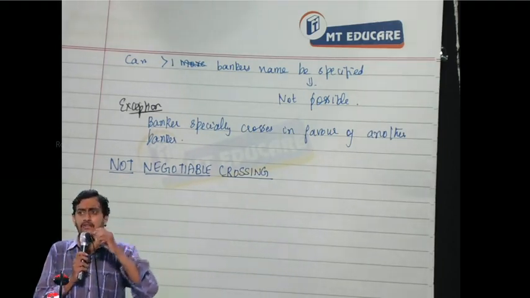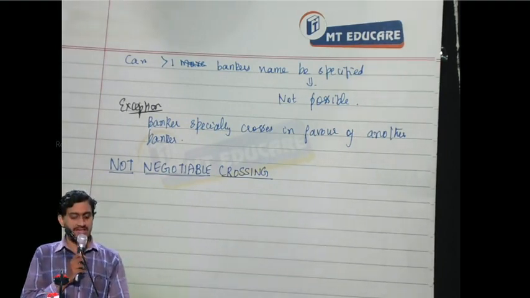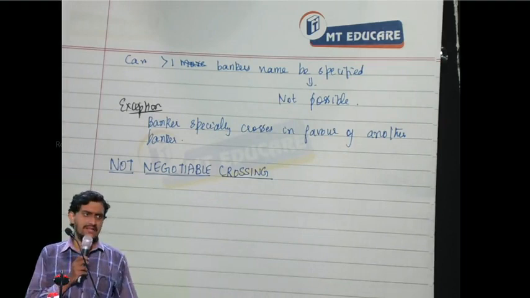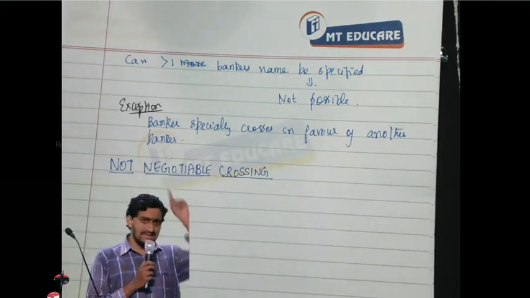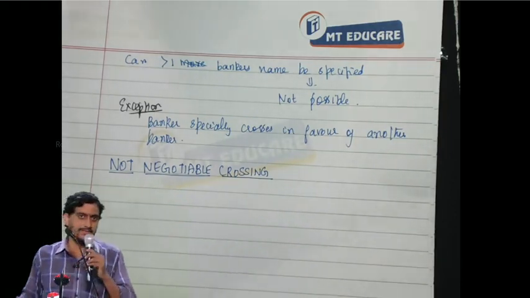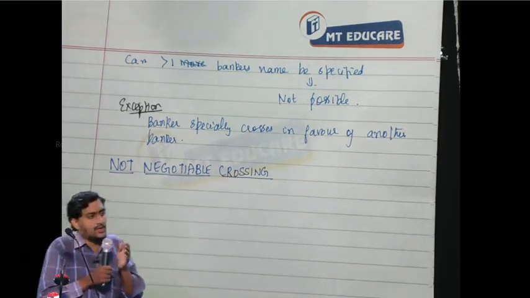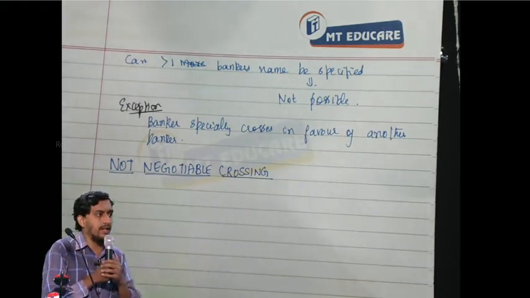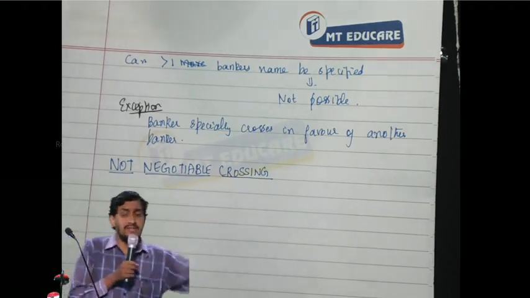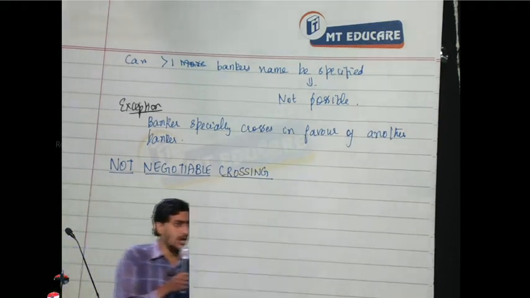What is the highlighting feature of a negotiable instrument? The highlighting feature of a negotiable instrument is that the transferee gets a better title than the transferor. Yesterday we discussed, yes or not? In our last class itself, we made a mention of this. Even though the transferor is having a defective title, a problematic title, the transferee will get a good title, yes or not?